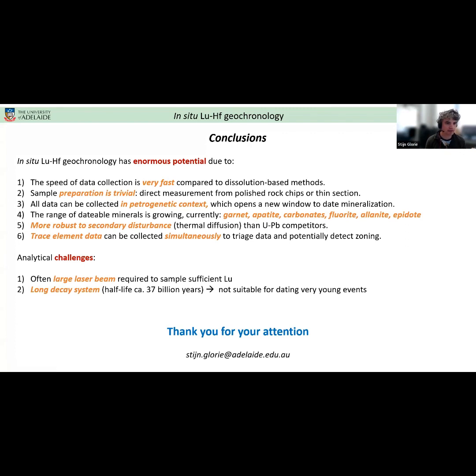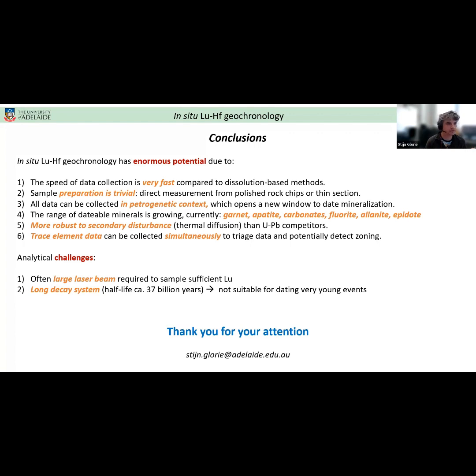All right, conclusions. So I'm hoping that I've given you a bit of an overview of what we've done so far, and illustrate some potentials here. We get very fast data, particularly if you compare to dilution methods. Preparation of samples is quite trivial. We can work directly from thin section in most cases, or from rock chips.